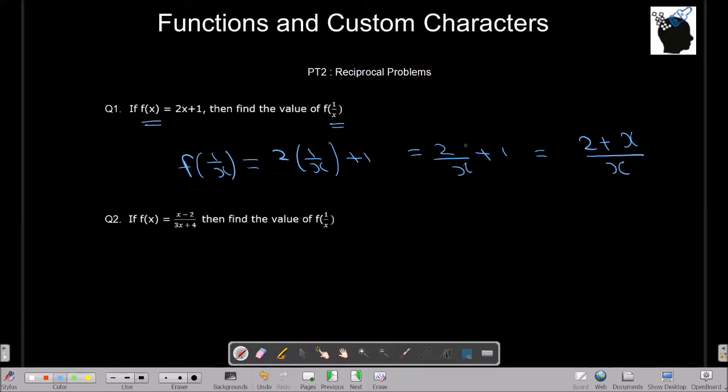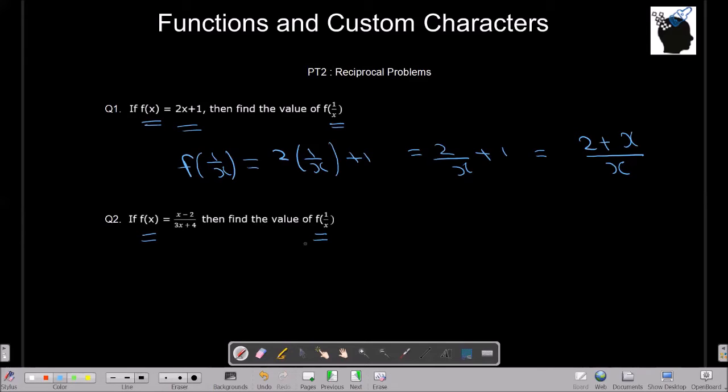So remember, when you have to find the value of f of 1 by x, you just need to replace x with 1 by x in this function. Let's try one more. So if f of x is equal to (x minus 2) by (3x plus 4), then find the value of f of 1 by x. Again, we'll see what is inside the bracket.